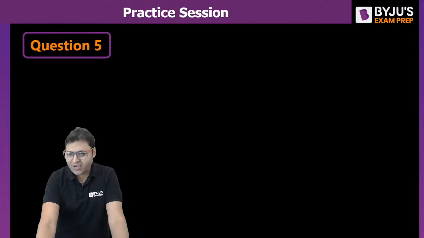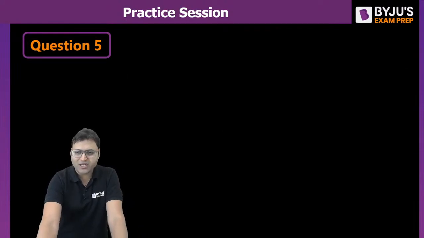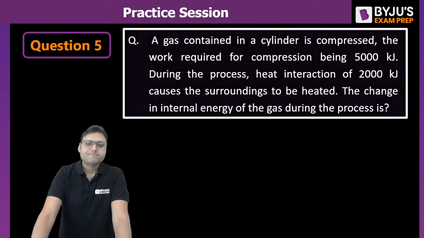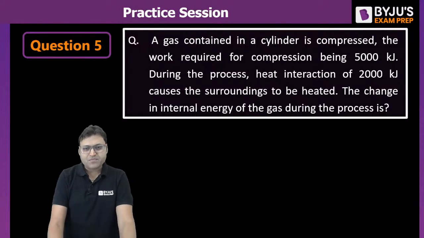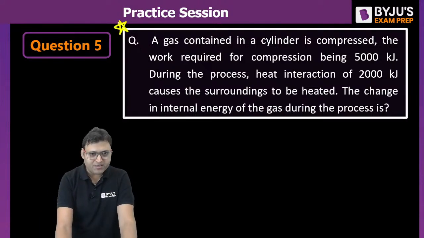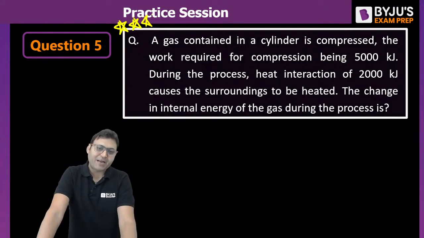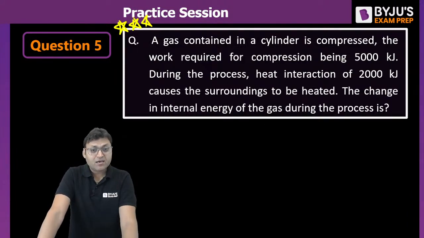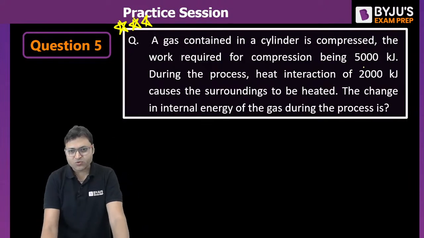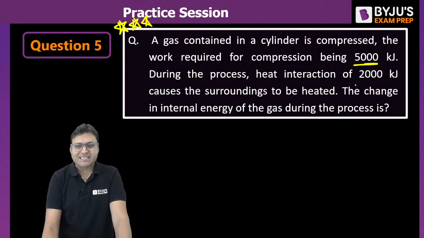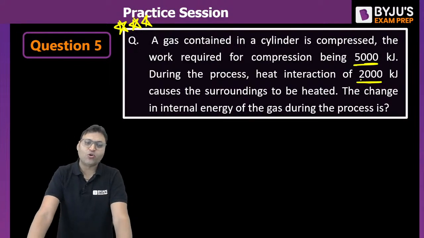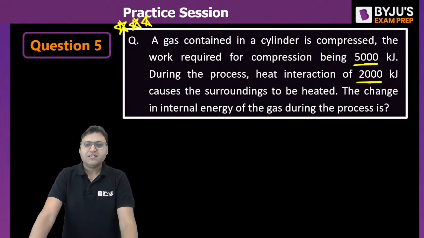Question number 5. Ready for question number 5? Beautiful question. A gas contained in a cylinder is compressed. The work required for the compression is 5000 kilojoule. That is work done. During the process, heat interaction of 2000 kilojoule causes the surrounding to be heated. That is the heat transfer.